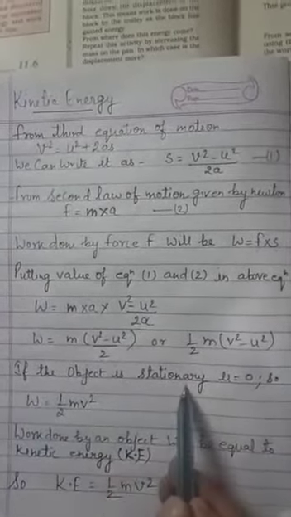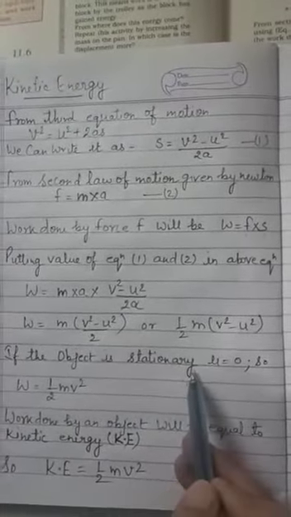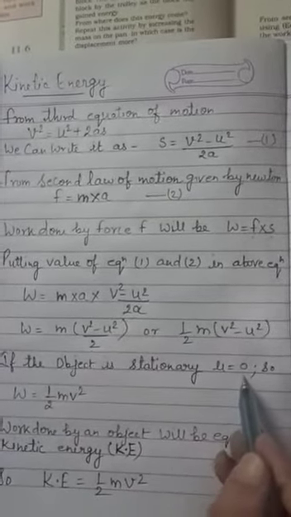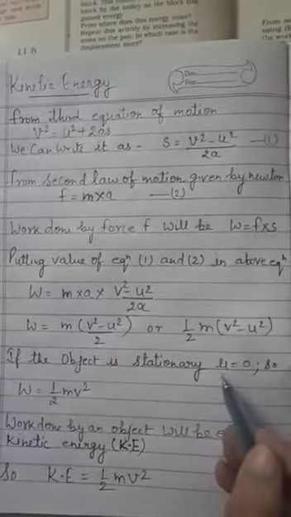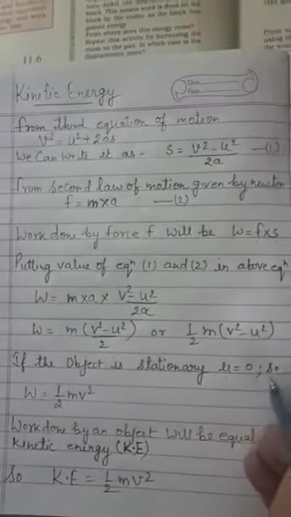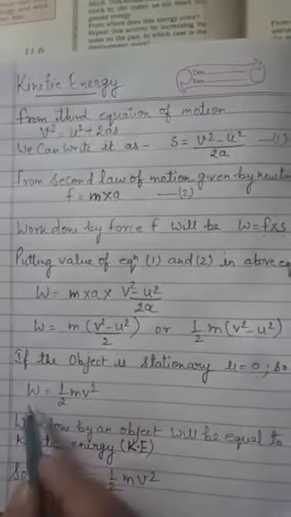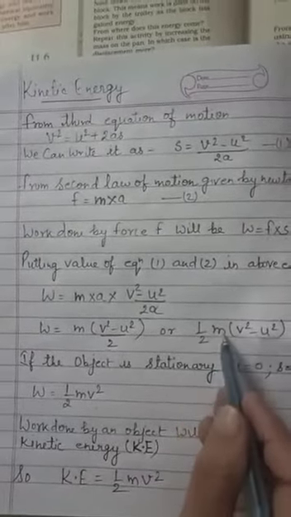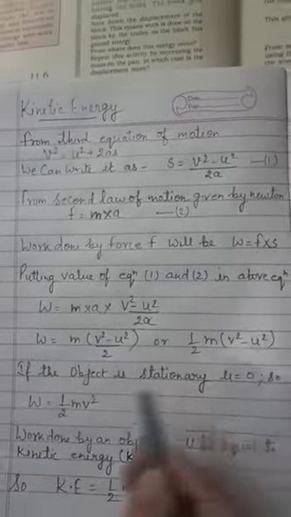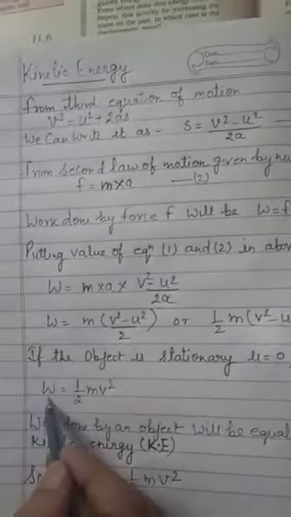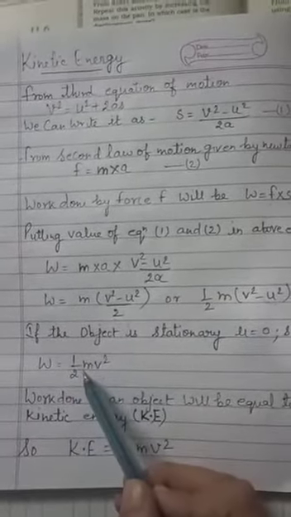Now if the object is stationary, it is not moving, so if the object is stationary, there was no movement in it, then we can take u as 0. What is u? u is the initial velocity. So if we take initial velocity as 0, this term will be out. So what will we get? Half m v square, that we have written here, because u has been omitted. Now we are getting the formula W is equal to half m v square from here.